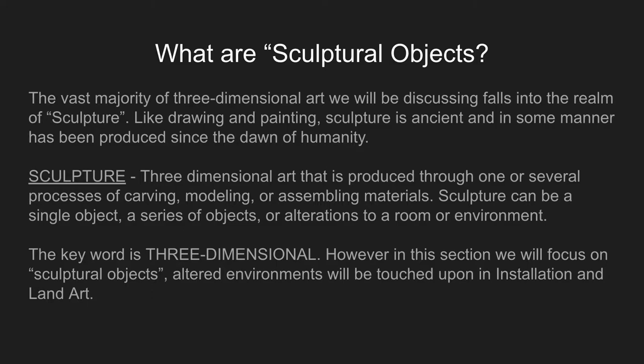Sculpture can be a single object, a series of objects, or alterations to a room or environment. The key word is three-dimensional. However, in this section, we will focus on sculptural objects. Altered environments will be touched upon in installation and land art.